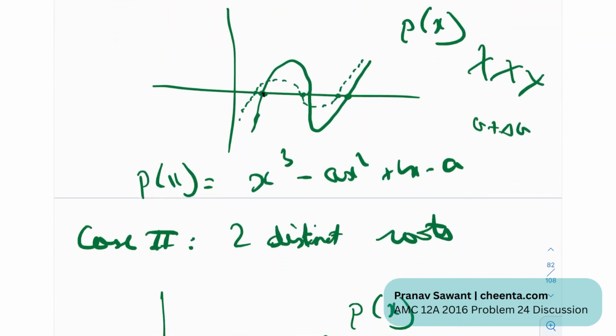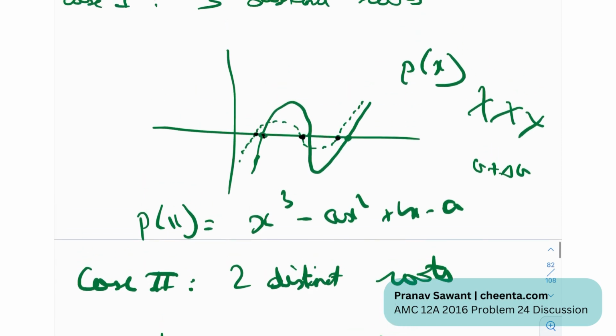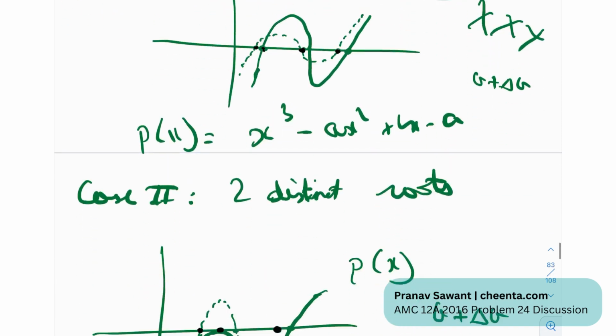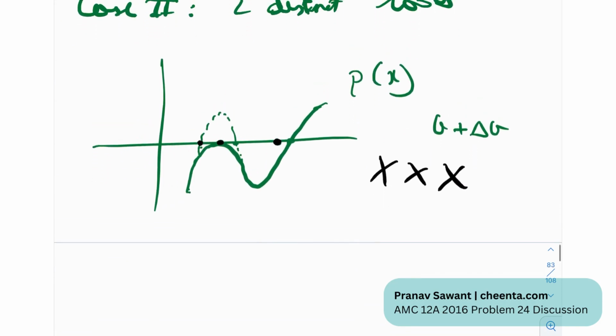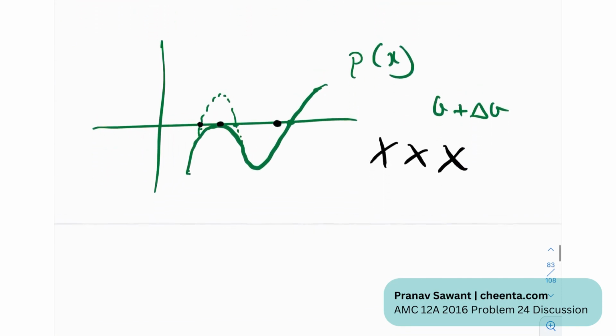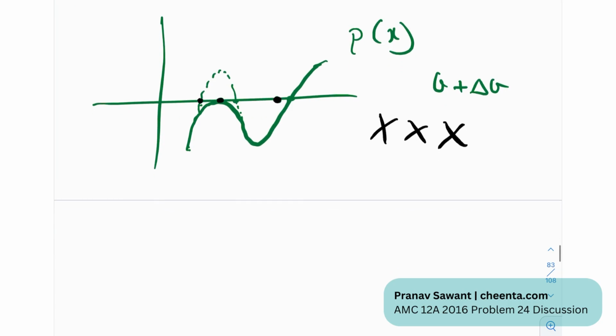And yeah, in the first case, we again saw that if you increase b by a very small amount, the graph shifts a little bit towards the left, and we again have three roots. Case 1 and case 2 both fail. So, essentially, we can actually draw another graph.